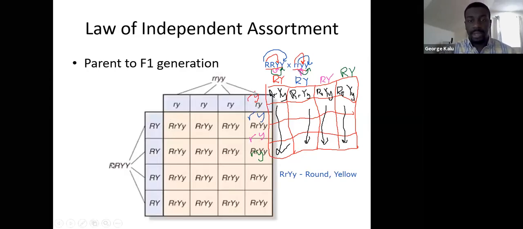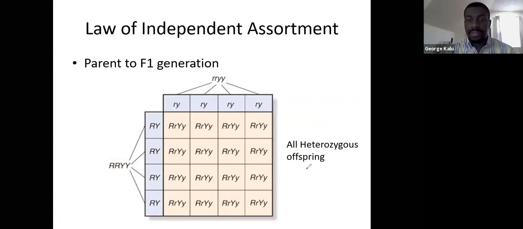And so this is what we would end up seeing over here. Again, you see your big R, big Y, you list them across one side of the Punnett square, little r, little y, list them across the other side. And then you end up seeing all heterozygous offspring, all expressing the round and yellow seed alleles. So this becomes our F1 generation.